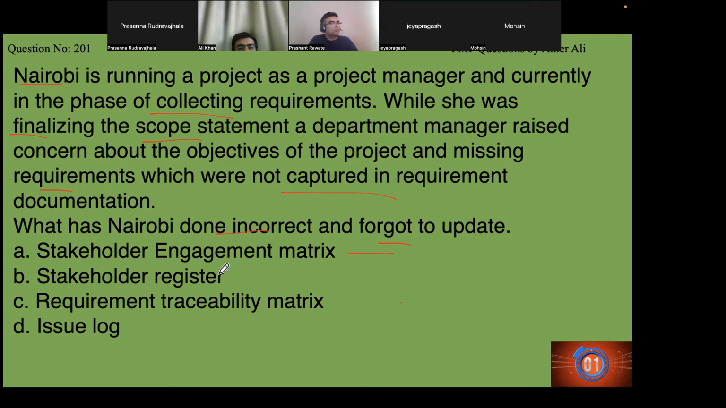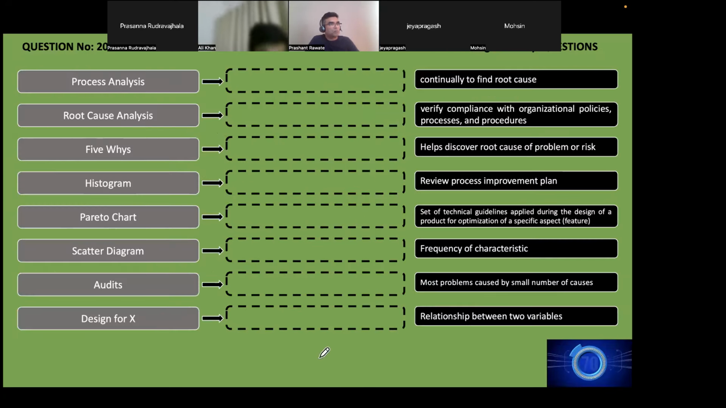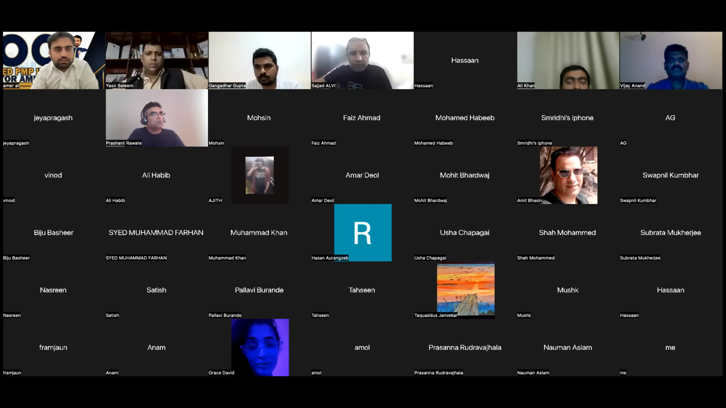Stakeholder register, no. Issue log, no. Requirements traceability matrix. A straightforward answer if you know what the requirements management plan and requirements traceability matrix contain. Okay, who will solve this question now?